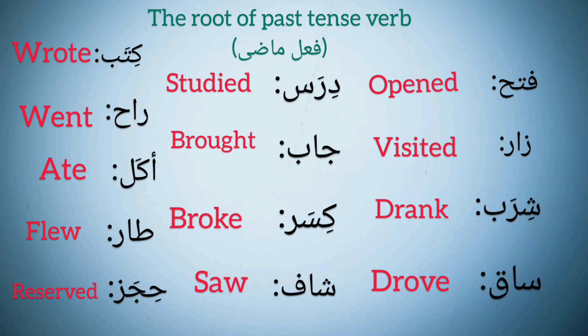كسر, broke. شاف, he saw. كتب, he wrote. راح, he went. أكل, ate, the past tense of eat. And طار, flew. حجز, he reserved. These are all roots of past tense verbs in Arabic.